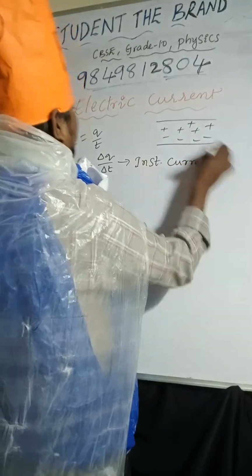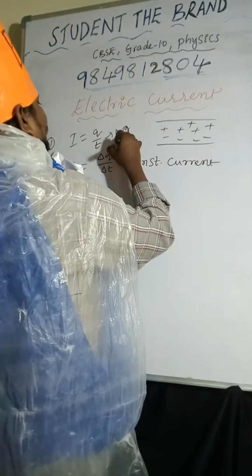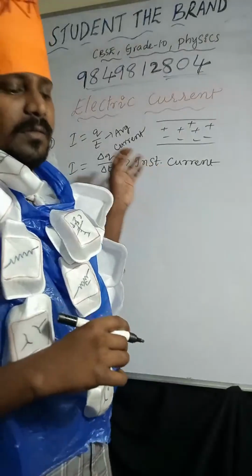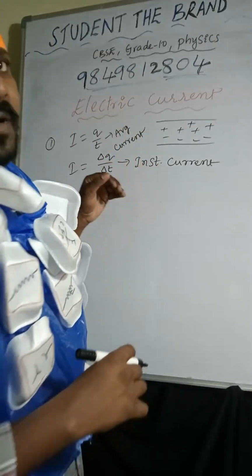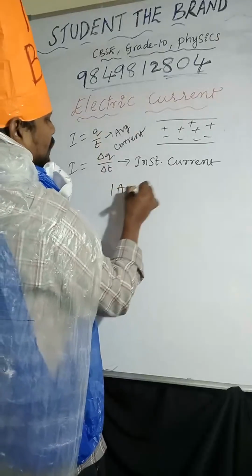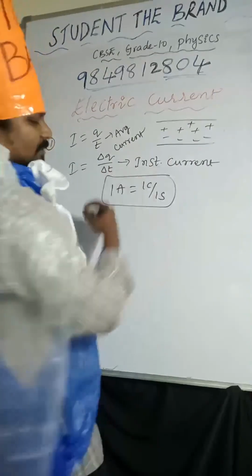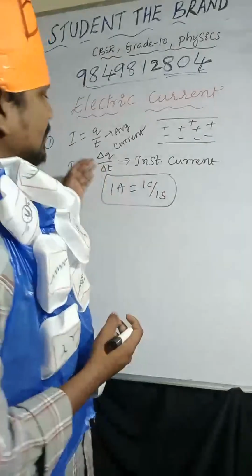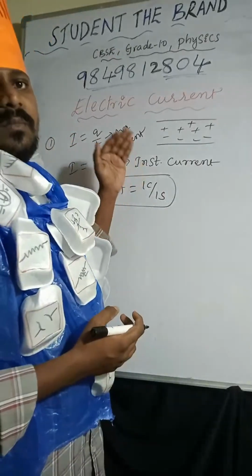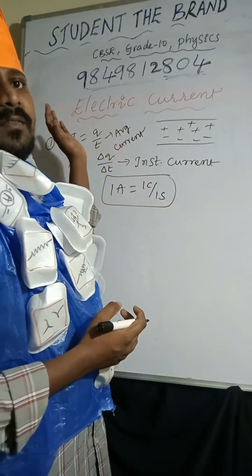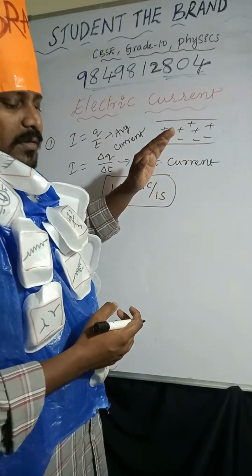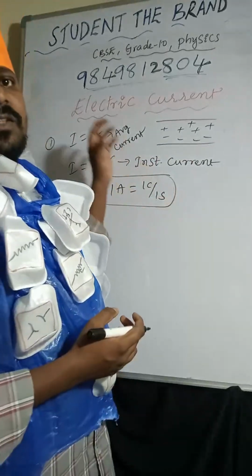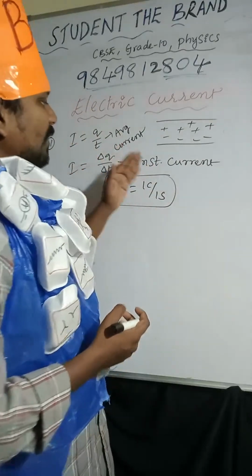And this one we are considering average current. So 1 ampere equal to 1 coulomb per 1 second. So SI unit of current is ampere, SI unit of charge is coulomb, SI unit of time is second. So 1 ampere equal to 1 coulomb per 1 second.